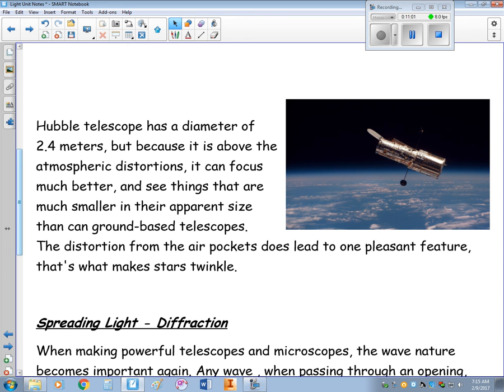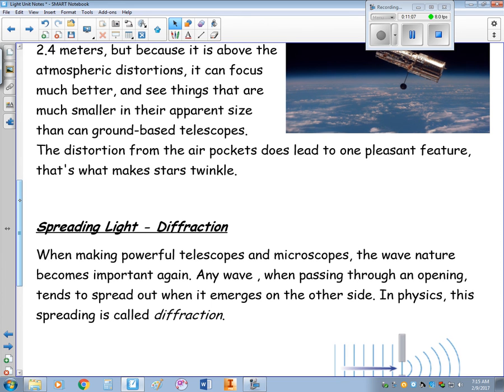The distortion from the air pockets does lead to one pleasant feature. That's what makes stars twinkle. When you look at a star at night, you may notice that it looks something like this. It twinkles a little bit. I'm drawing it a little exaggerated, but that is actually a result of distortion from our atmosphere. If you were to go to outer space and look at stars there, they would not twinkle. Kind of sad, maybe.